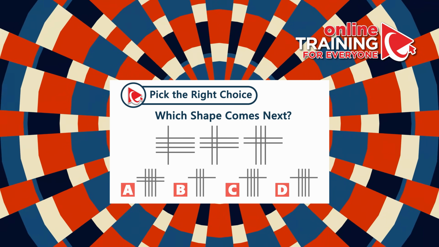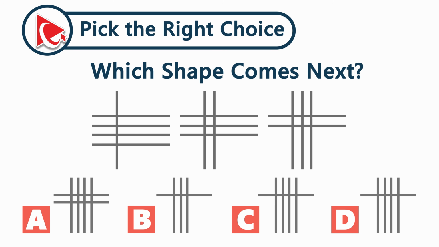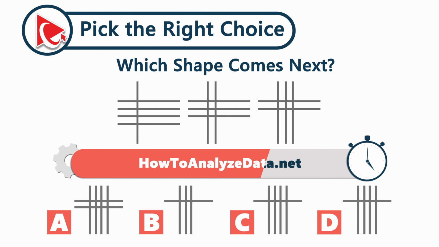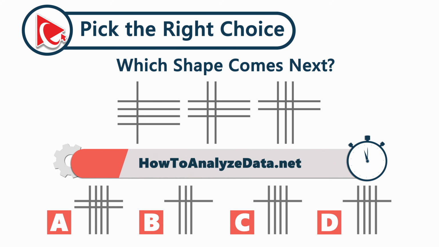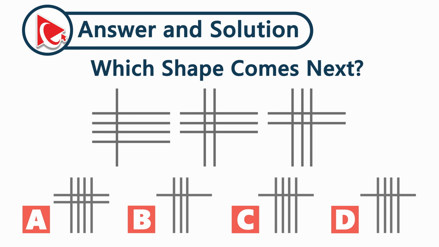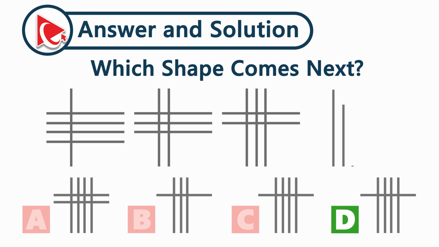Patterns are everywhere, from nature to numbers. Let's test your eye for details. You're given a sequence of shapes. Each has a mix of vertical and horizontal lines. Can you identify what comes next in this evolving pattern? Look closely. What's increasing? What's decreasing? Think logically. What would the next step look like? If you have picked option D, you nailed it. Here's why. With each step, vertical lines increase by 1, while horizontal lines decrease by 1. That makes D the perfect continuation of the sequence.